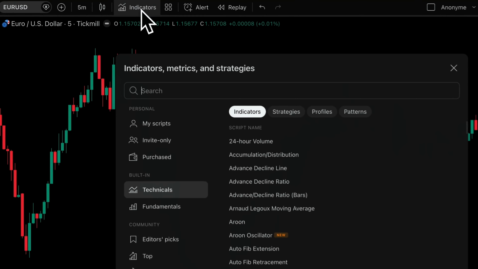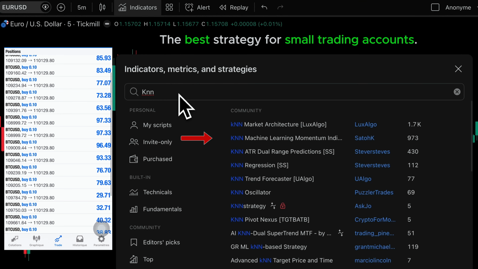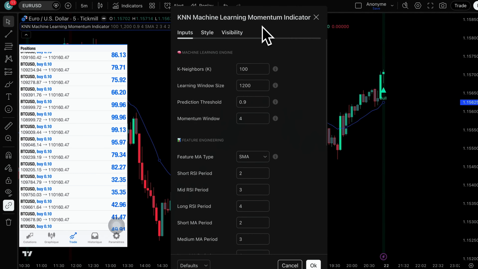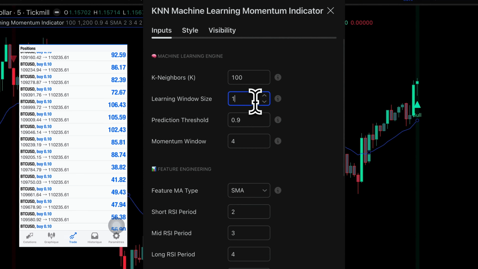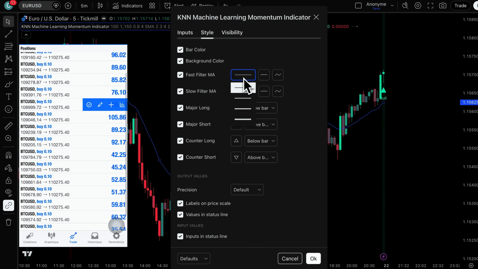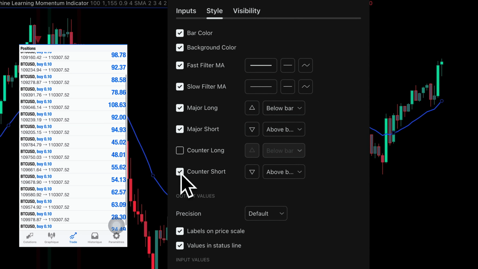Before I share this strategy for small trading accounts, we're going to set up the technical indicator we'll use for it together. Select this one. Next, we go into the indicator settings to modify this box. Delete 1200 and type in 1155. Don't touch the other boxes, and we can also change the thickness of the moving average for better visibility. We can delete that and confirm.